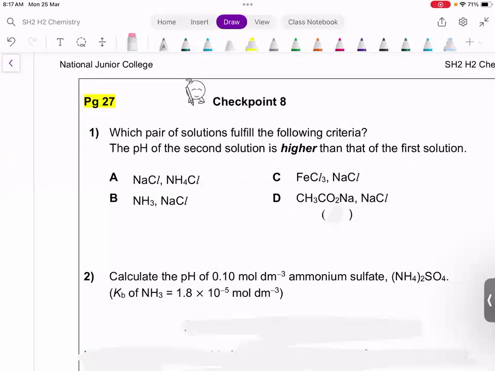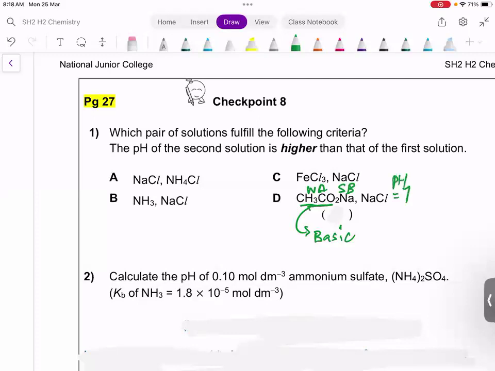Canada. It should be Canada. Okay, so why did you choose D? Now remember, this one is a weak acid. This comes from a strong base. So the salt is a basic salt. Well, this is neutral, pH 7.